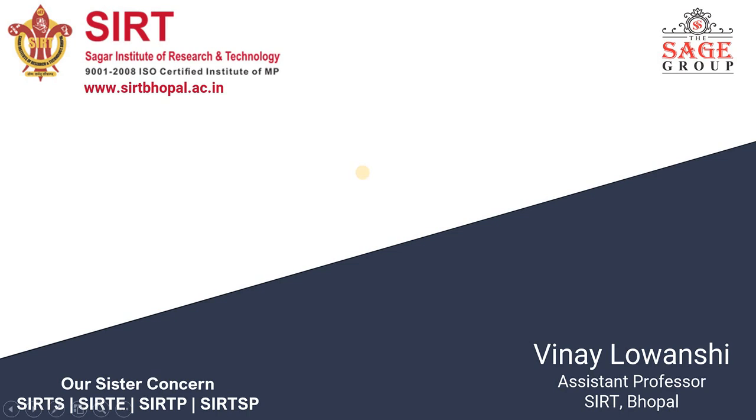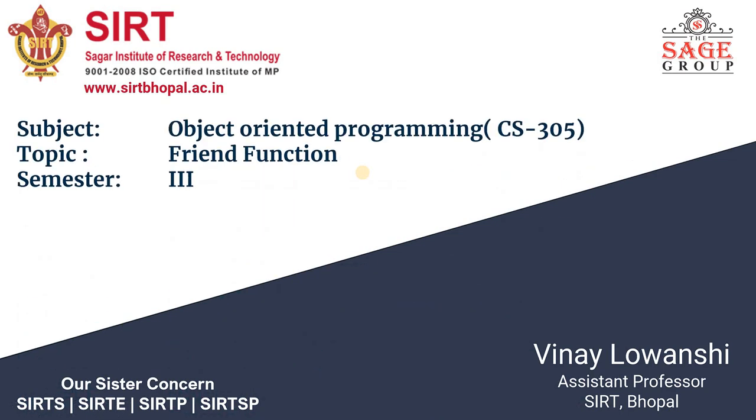Hello students, in this lecture I will explain what a friend function is and how we can implement a friend function in our program. A friend function is a function that is specified outside a class but has the ability to access the class members. That means the friend function is not a member of the class, and a friend function has the ability to access private and protected members of the class.